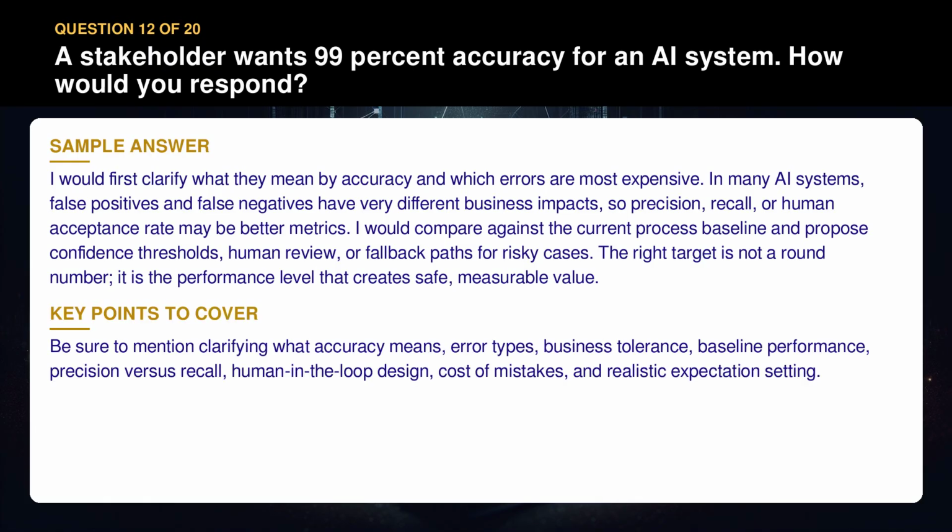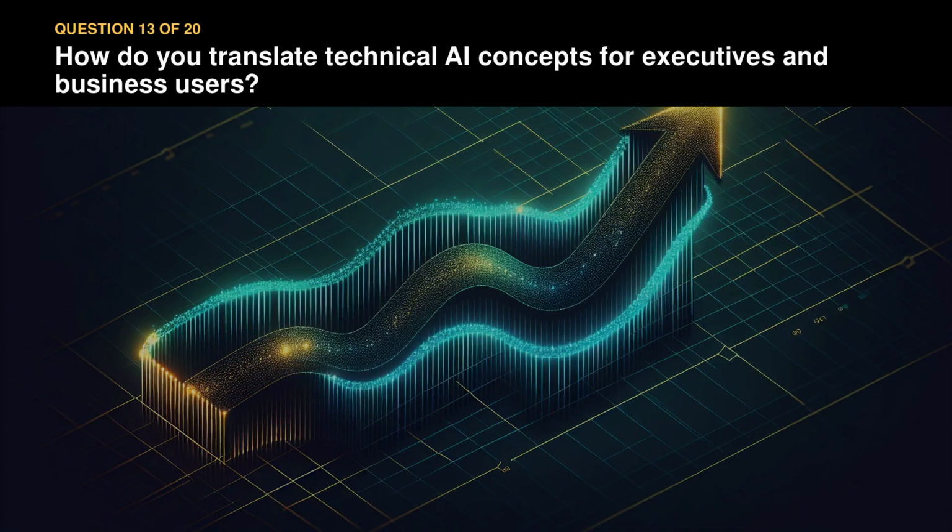Be sure to mention clarifying what accuracy means, error types, business tolerance, baseline performance, precision versus recall, human-in-the-loop design, cost of mistakes, and realistic expectation setting. Question 13. How do you translate technical AI concepts for executives and business users?